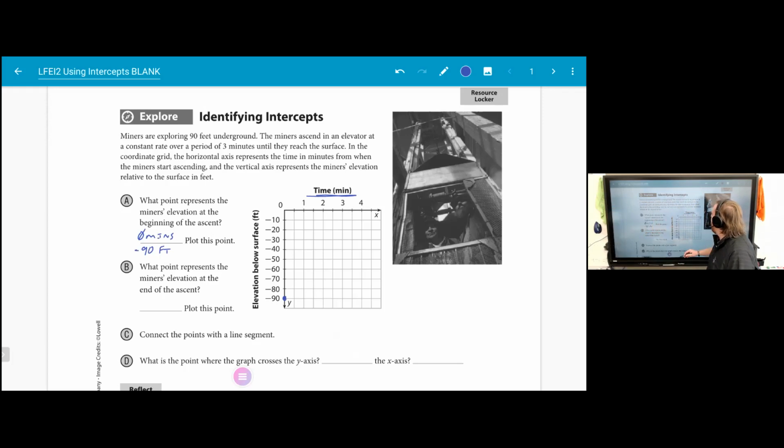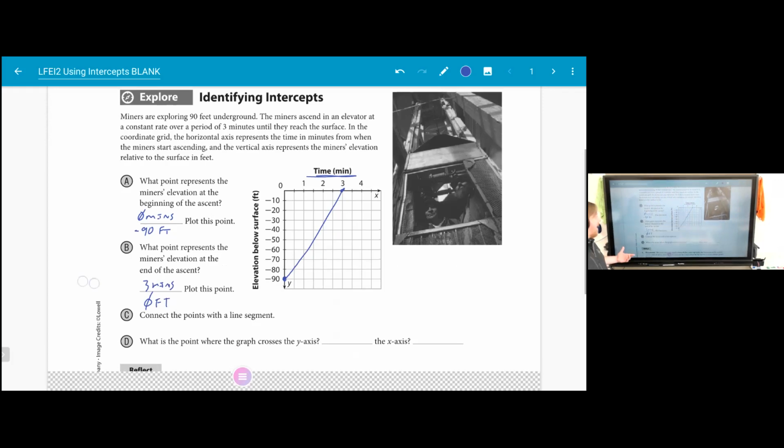So it says they ride at a constant rate over a period of 3 minutes until they reach the surface. So it takes them 3 minutes to get to 0 feet below, right? Because at 3 minutes they're at the surface, they're not going to keep going up. I hope not, because that means the elevator is shooting way out of the sky. It's a Willy Wonka elevator, right? In this case, they ride at a constant rate for 3 minutes. That's a pretty good line for me. So in other words, at 3 minutes, they are 0 feet underground. We've just connected the points with a line segment.